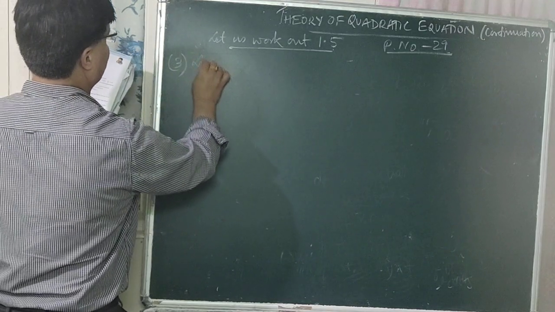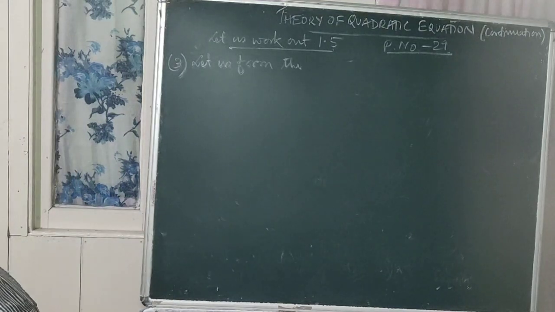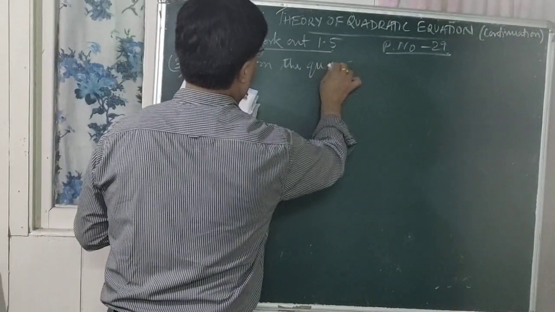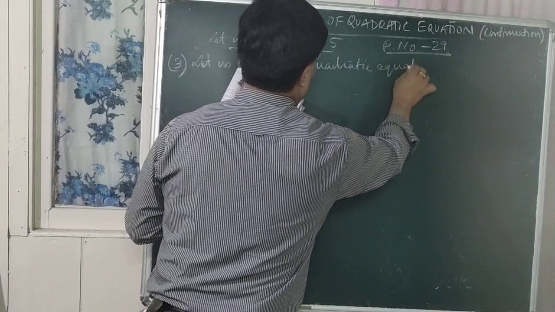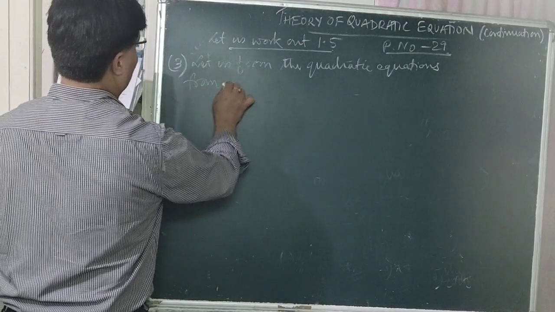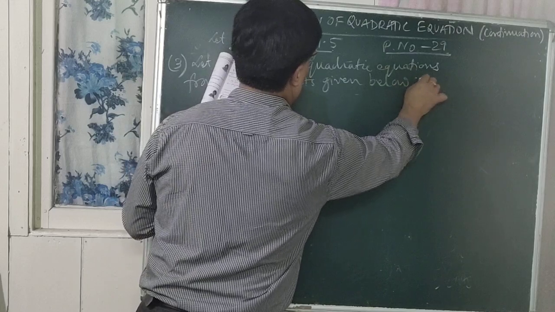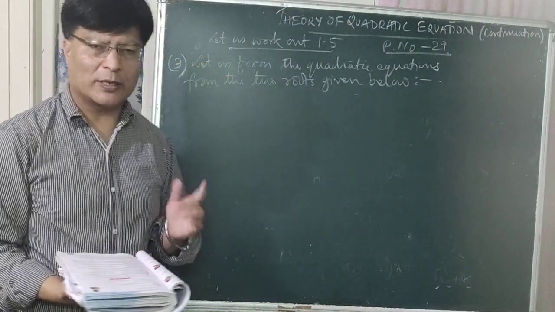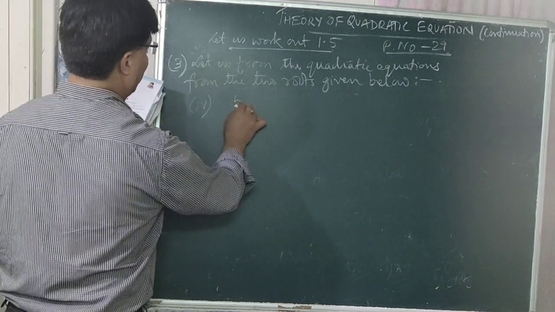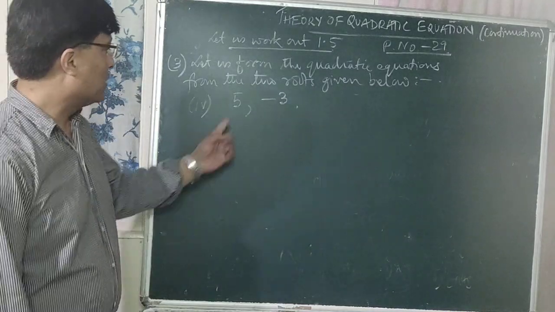Let us form the quadratic equations from the two roots given below. So there are 4 problems given here. I'll do one of the problems, so the remaining 3 will be homework, right? That is, let's do number 4 first. Number 4 is 5, minus 3. So here in this question, what is given here? This 5 and minus 3.